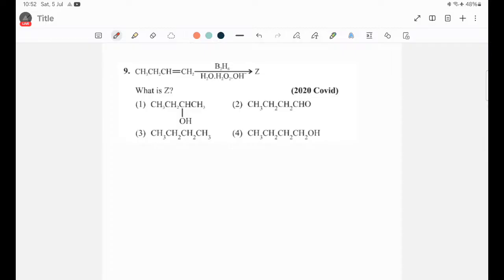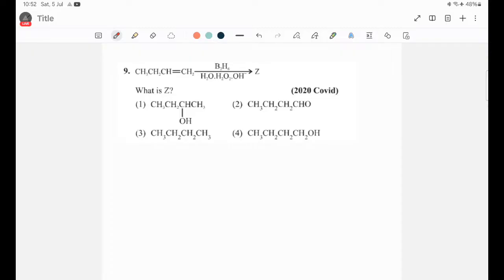And this is a very good question, because we have already covered this in our regular classes. This is a hydration question, and we have already learned there are 3 processes of hydration. One is the normal one in the presence of H2SO4, or you can say H2O plus. The second one is hydroboration oxidation, and the third one is oxymercuration and demercuration.